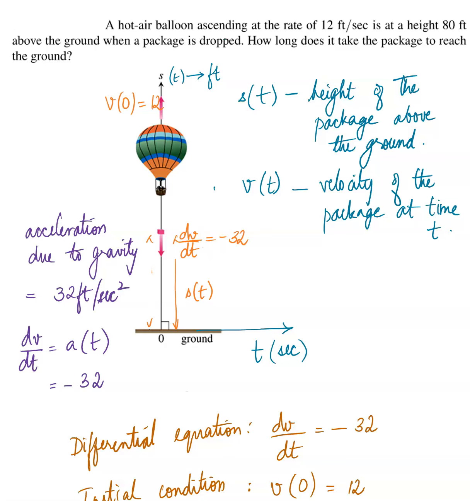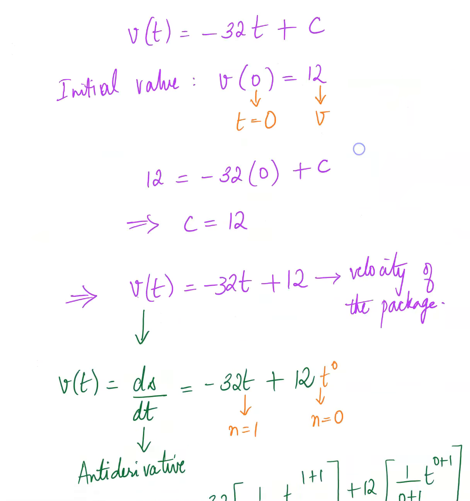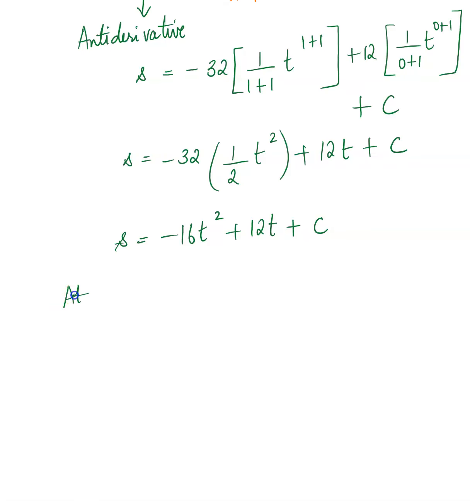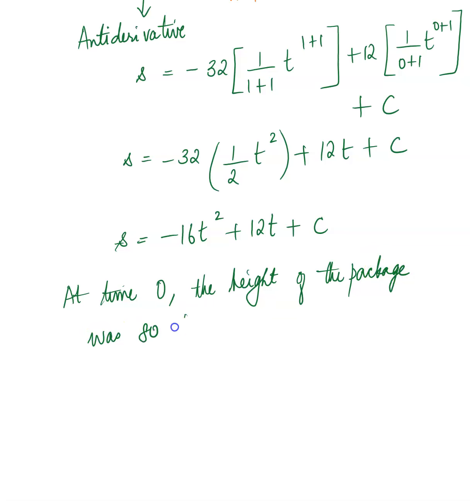So when we begin clocking the time as to how long it takes for the package to reach the ground, when we begin clocking the time is 0. And at time 0, the height of the package is 80. That's what this means. So I'm going to come down here, say at time 0, the height of the package was 80 feet. I'll write initial value was that s of 0, time is 0, was 80 feet. So s of 0 is 80.